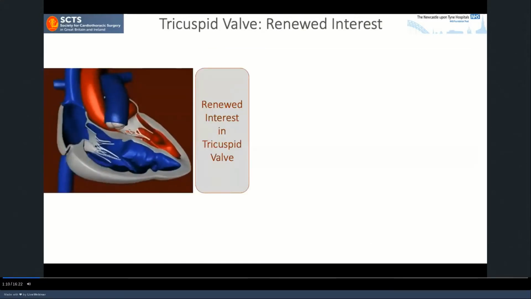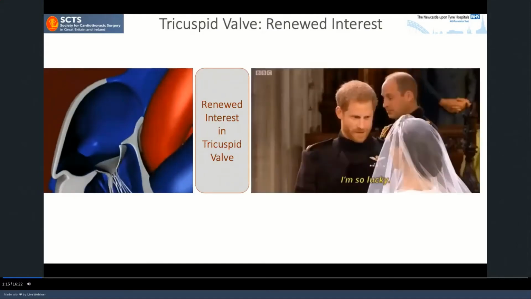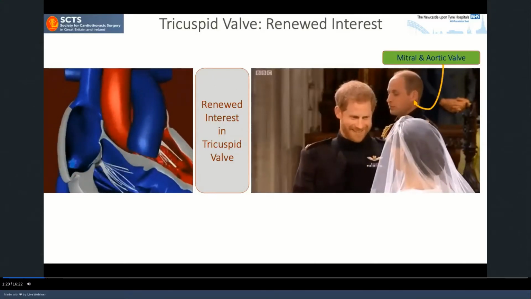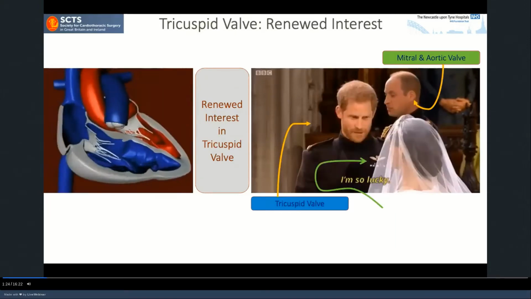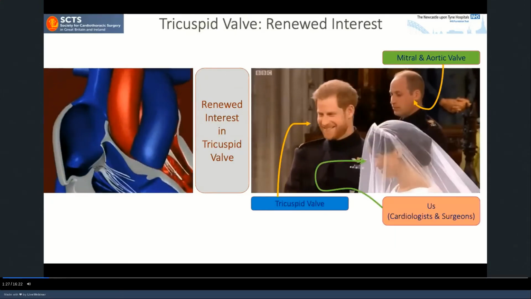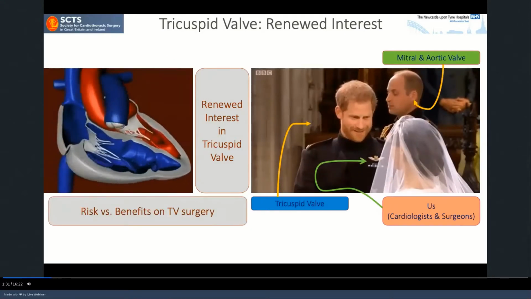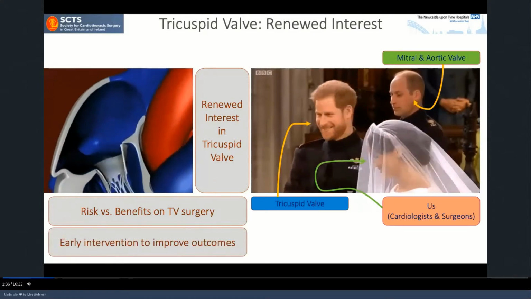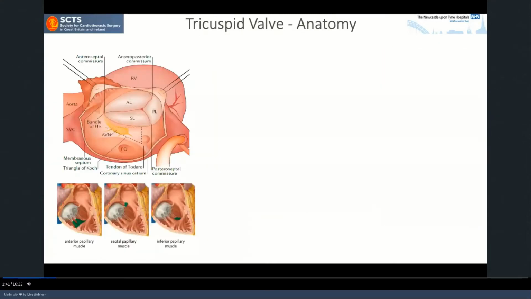So this renewed interest in the tricuspid valve is clearly apt, and I can use this example here to demonstrate that. So if Prince William here is the mitral and aortic valve, we have Prince Harry, the tricuspid valve, and certainly he feels so lucky having us with him. Jokes apart, we do understand the risks and benefits that tricuspid valve surgery can bring, but early intervention has been shown to improve outcomes. So let's begin with describing the tricuspid valve anatomy.